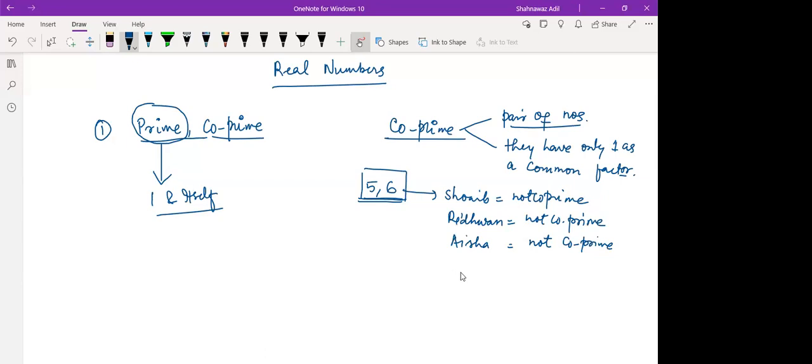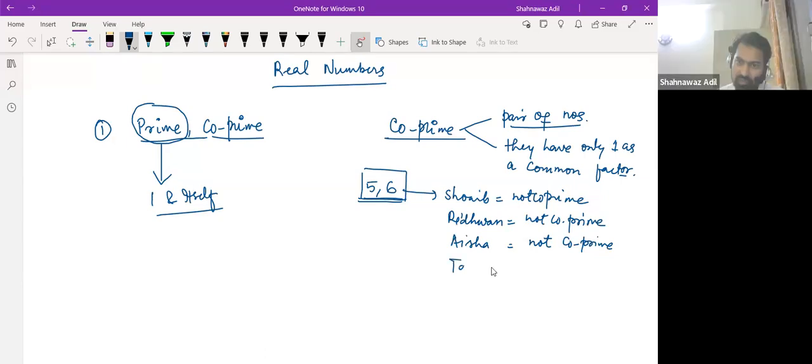Yeah, so Talha, Hashid, and Amar, what about you guys? What do you guys think? 5 and 6, is this a co-prime number? Yes, Talha. So this is a revision class, right? We will talk about all the things that we have learned so far. So, Talha, what do you think? Hashid and Amar, please tell us.